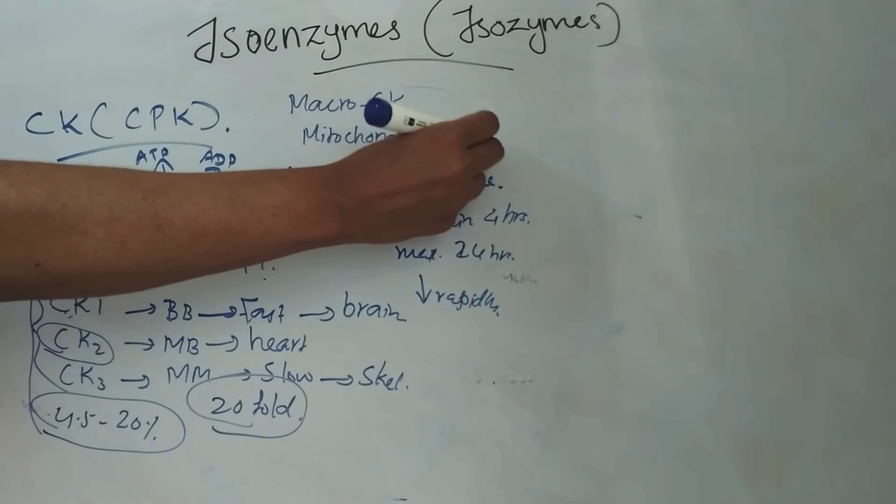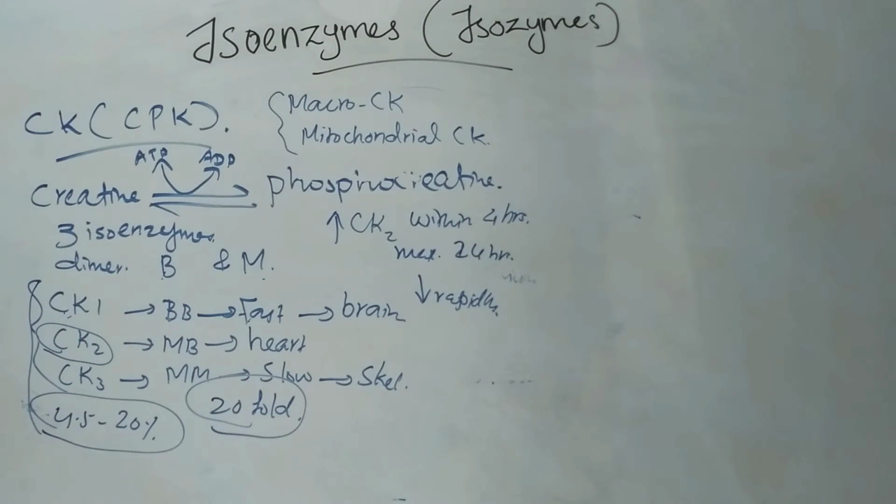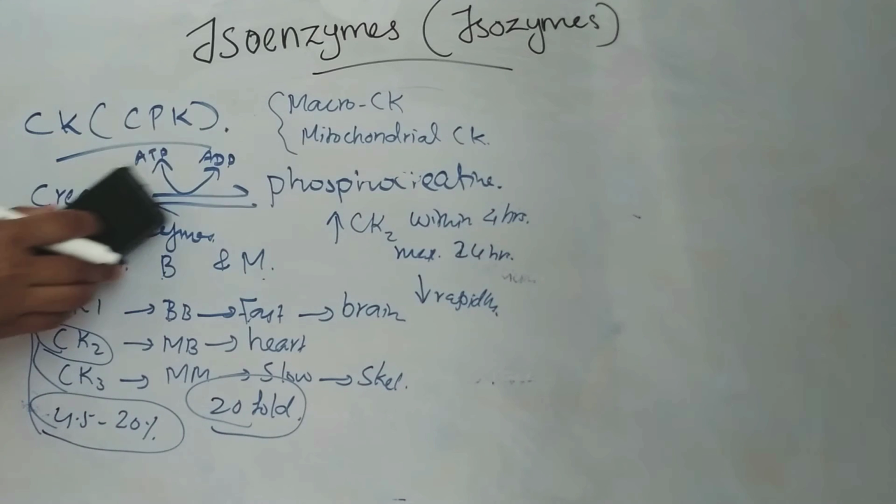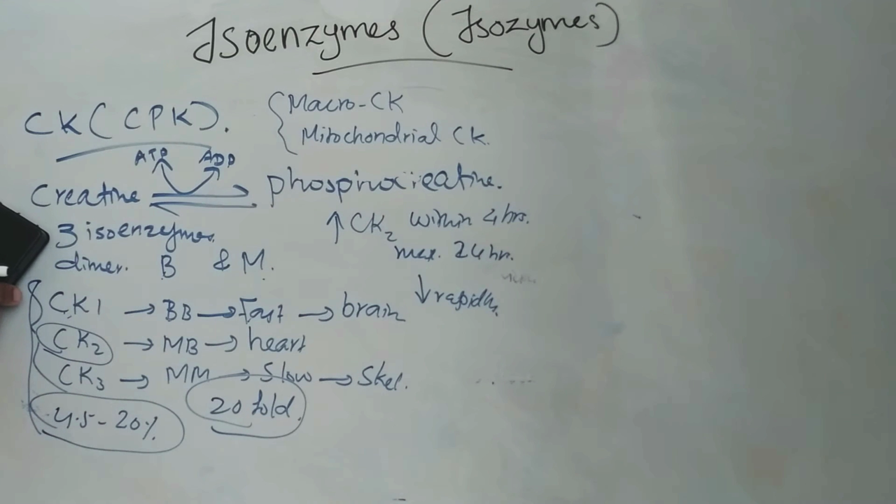Mitochondrial CK. These are the atypical isoenzymes of CK. So, that is about CK, that is creatine kinase. It catalyzes the conversion of creatine to phosphocreatine. It is a reversible reaction. Mainly 3 isoenzymes are there. In myocardial infarction, there is an increase in CK2.